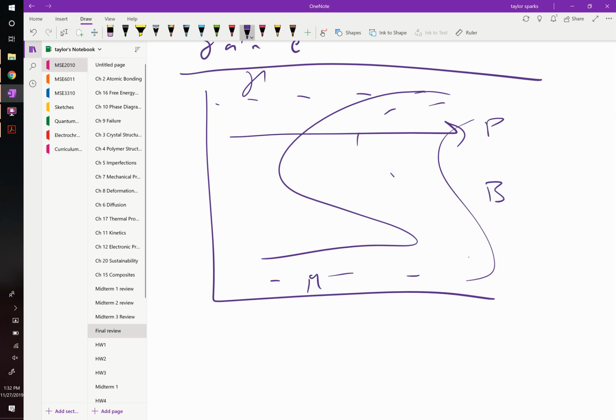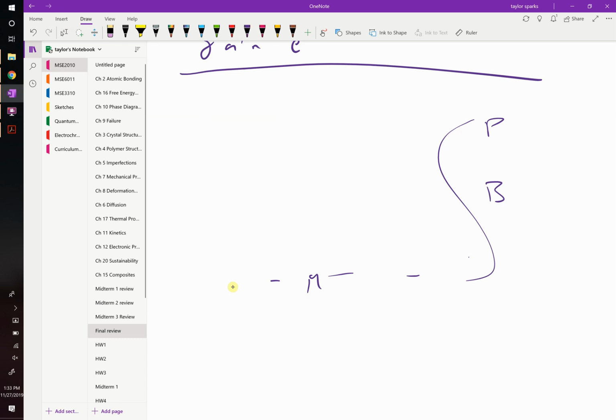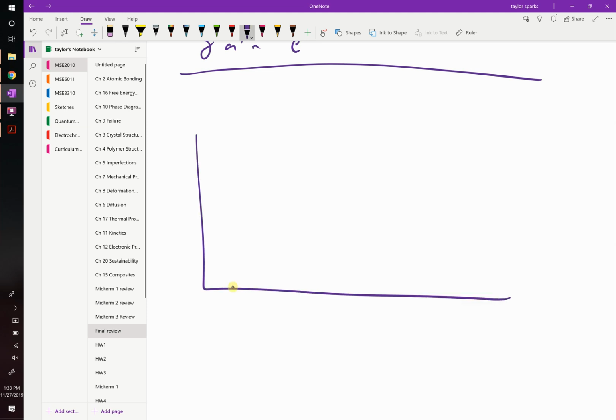How does this have to be modified for a hypoeutectoid? Because this is for eutectoid steel. If we redo this now for hypoeutectoid, first let's remind ourselves what that looks like. The steel phase diagram. You've got this eutectoid reaction.